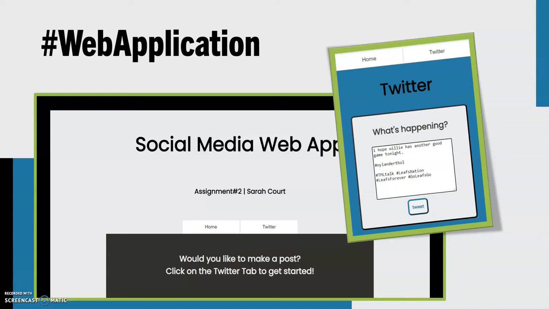I've got my home page with a couple tabs, and when you click on the Twitter tab, this little Twitter part pops up, and that's got the form and the tweet button that posts the status and exports the status into the Twitter MongoDB collection.